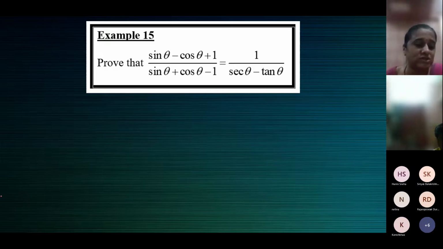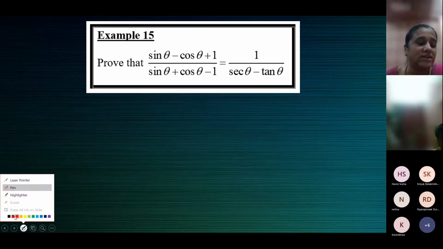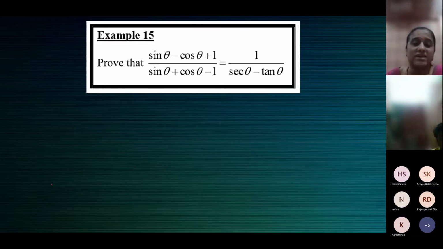Now you have to make a decision. Should you divide the numerator and denominator by sine theta or by cos theta? To decide that, you'll have to take the help of the RHS. The RHS is made up of secant theta and tan theta. So you must get the same thing in the left-hand side. So now supposing we divide by sine theta. Sine theta by sine theta is 1. Cos theta by sine theta is cot theta. And 1 by sine theta is cosecant theta. You're getting cot theta and cosecant theta. But in the RHS, it is secant theta and tan theta. So you should not divide by sine theta. You should divide by cos theta.